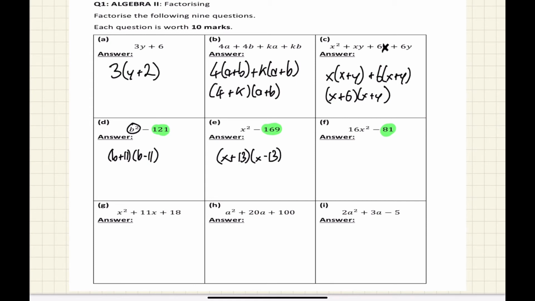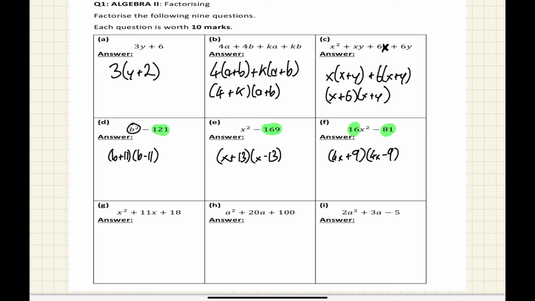For part F, this one's a little bit different because we also have a square number here, which means the square root of 16x squared is actually just 4x. So we do the same thing with our brackets, but we put 4x in here and 4x in here, because 4x multiplied by 4x is 16x squared, plus and a minus, 9 and 9. And there it is.